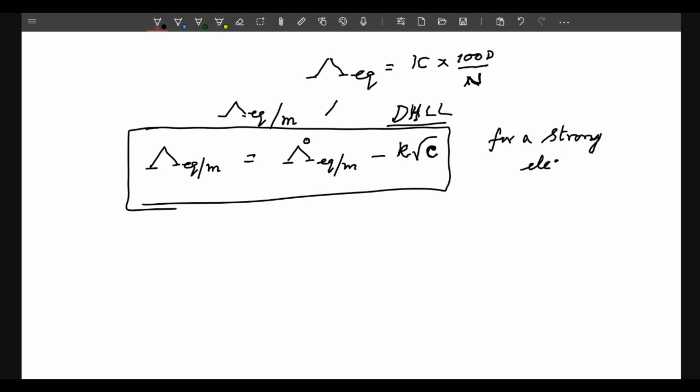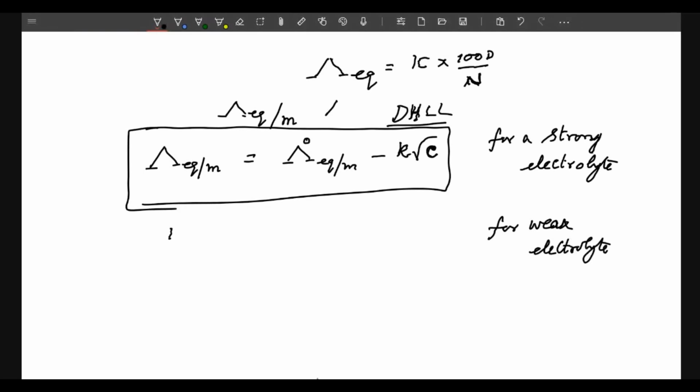Here I am not going to derive this differential limiting equation. You are well familiar with this. And for a weak electrolyte, you can't make use of this equation, for which a separate equation would be available.